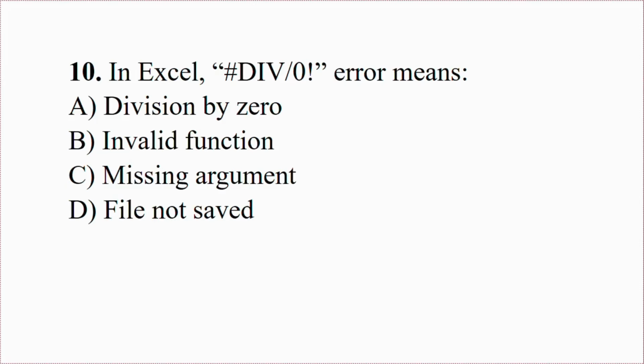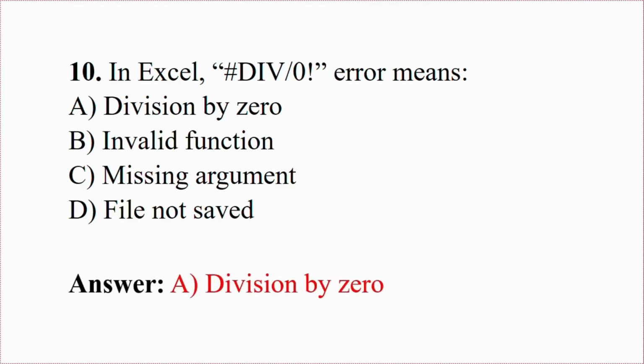So the last MCQ of this past paper of SSTU is: in Excel, the #DIV/0! error means A. Division by 0, option B, invalid function, option C, missing argument, option D, file not saved. So the correct answer is option A, that is division by 0.